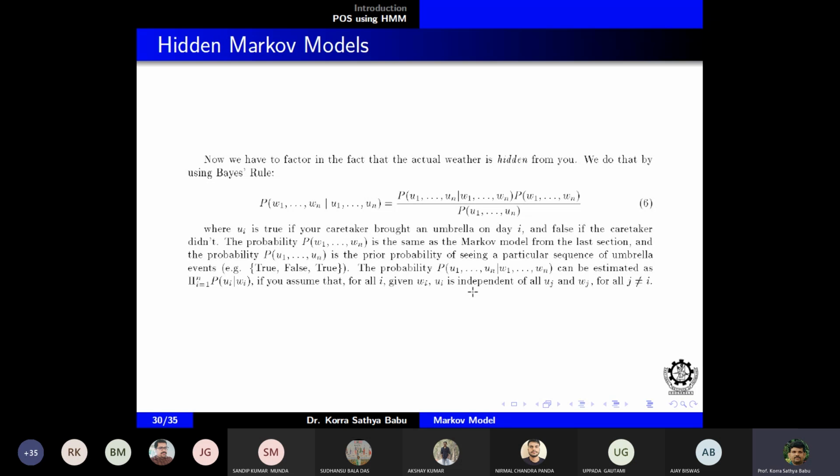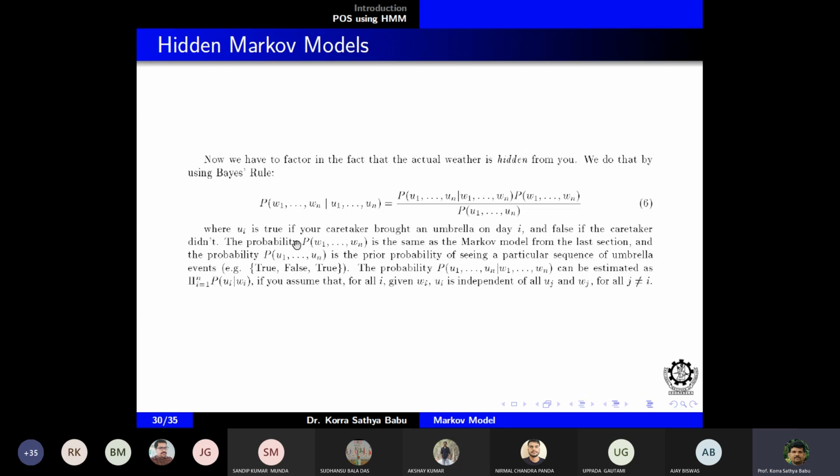The only evidence that you have is the person who is coming to you, he brings the umbrella, and the caretaker taking the umbrella is associated with some probability with respect to the weather condition outside. Okay, so what we try to do is, let us see here the Bayes rule.